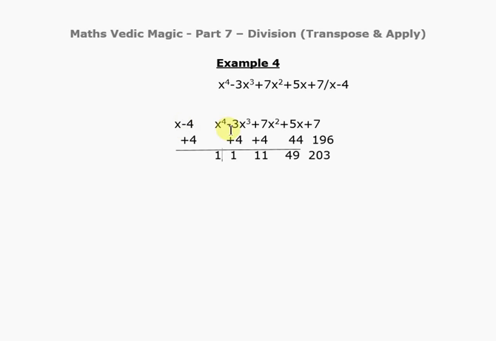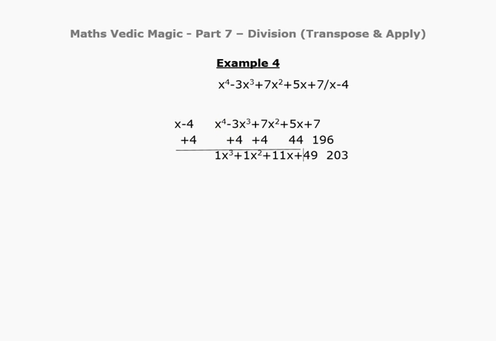So that's our first, then plus 1, and then the next power would be x squared, then plus x, then plus 49. So that's our quotient, and the remainder is 203.